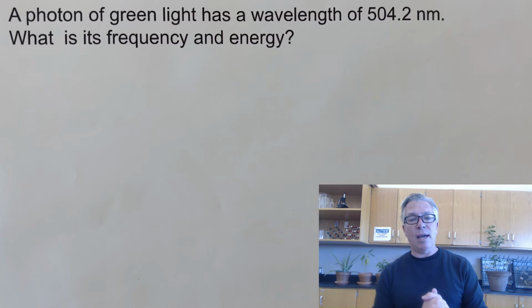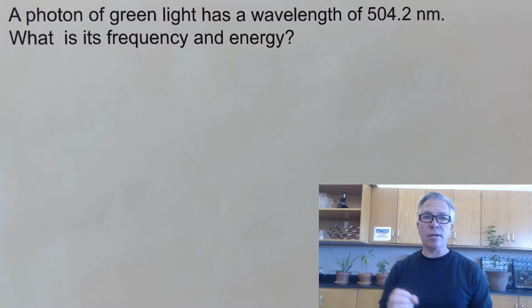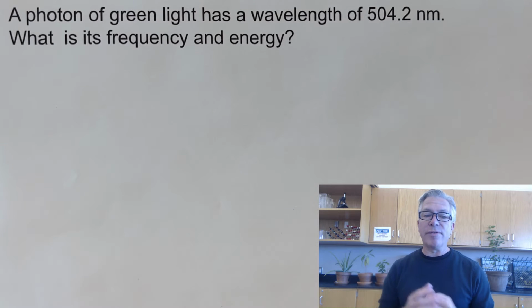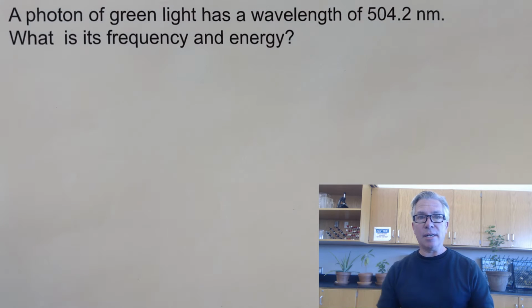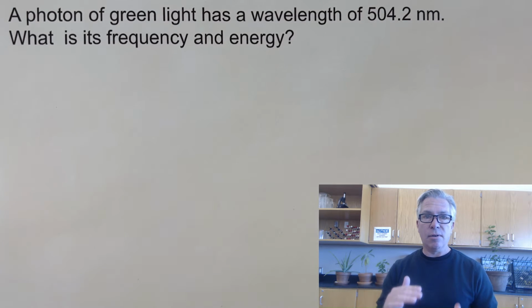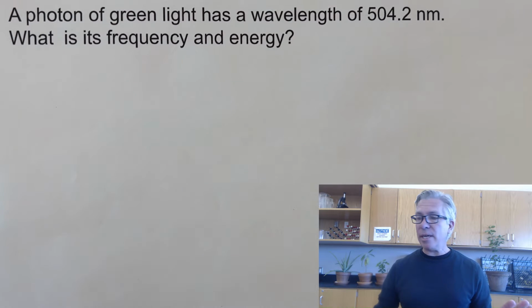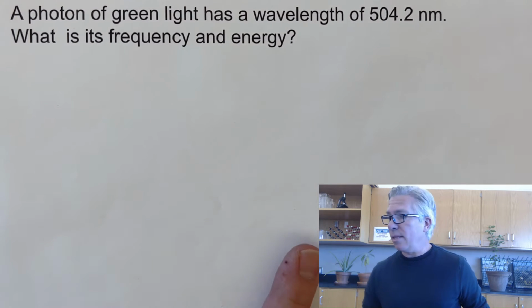Atoms have their own signature colors they like to give off, and those colors are in the form of photons of light. And so sometimes we have to calculate the wavelength of it, or the frequency of it, or even the energy of it. What's the energy of a photon? Maybe an atom is emitting, and that can give us an idea of where the energy levels inside the atom fit. So you might see a question something like this.